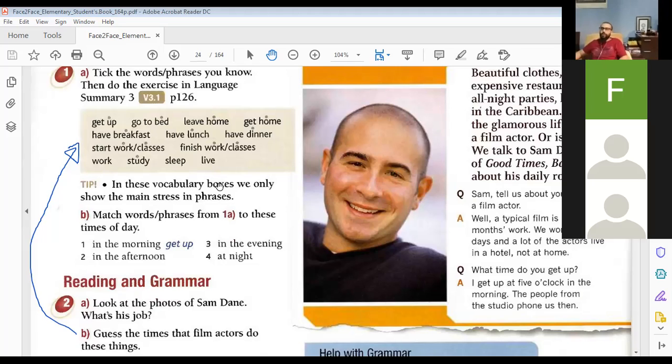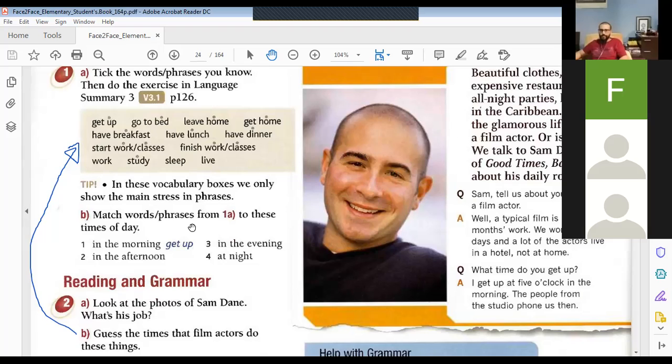Okay, what about going to bed? When do you think an actor or actors go to bed? What do you think? Early or late? Late. Early. I think late. You think late? Yes. What do you think, Manal?